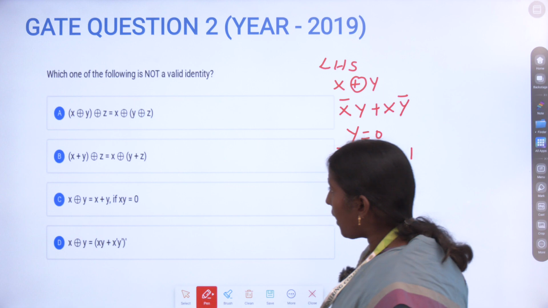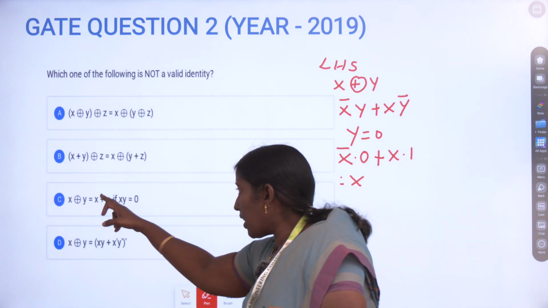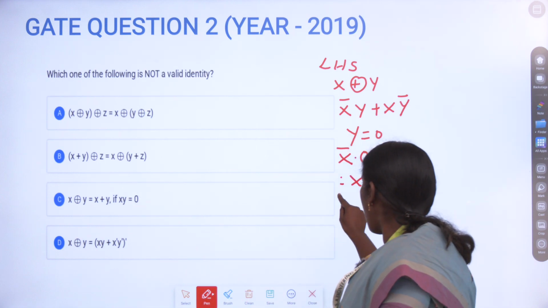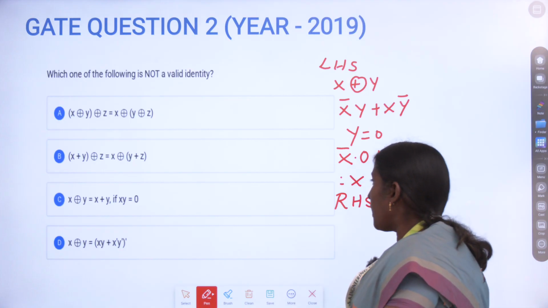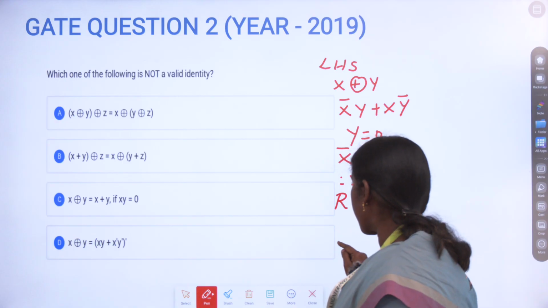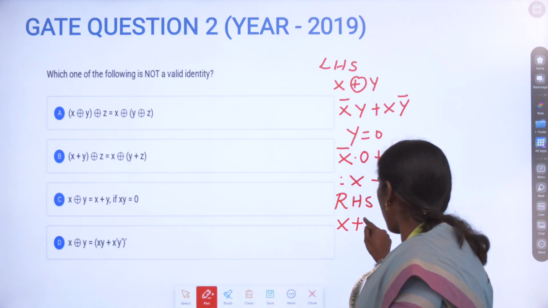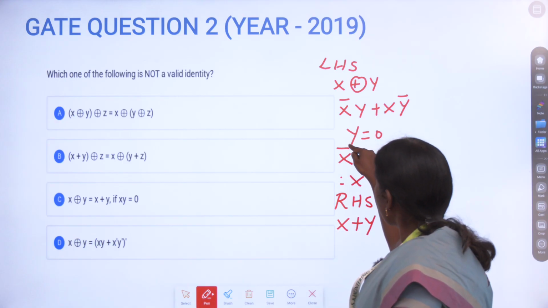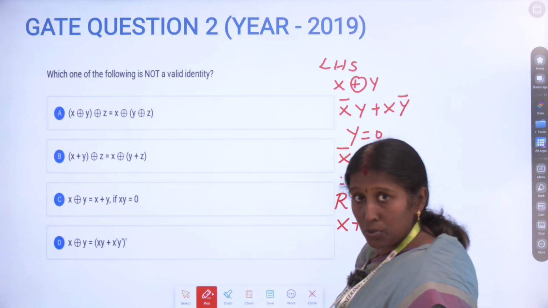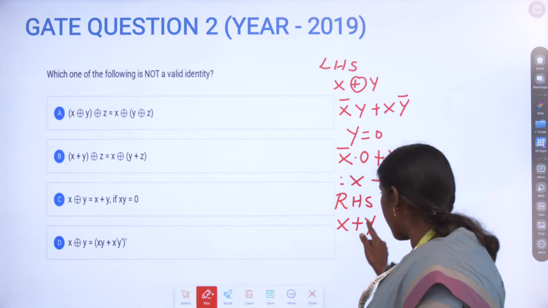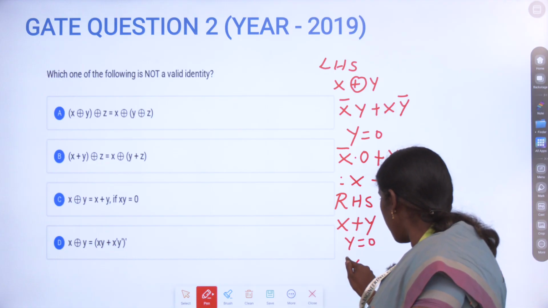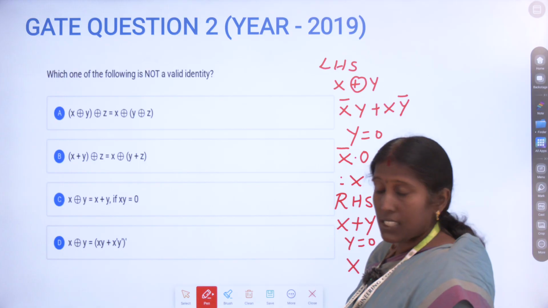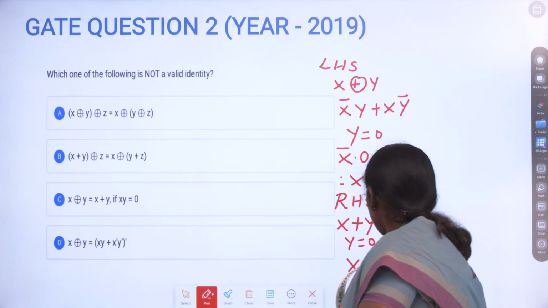This is our LHS. Let me check with the RHS. Similarly, let me take RHS. Okay, let me have this as 1. Let me take RHS. RHS, it is given as x plus y. And what is the given thing we have taken? Y is equal to 0. Let us substitute y is equal to 0 here. When y is equal to 0, obviously the value will be equal to x. So this is your 2.